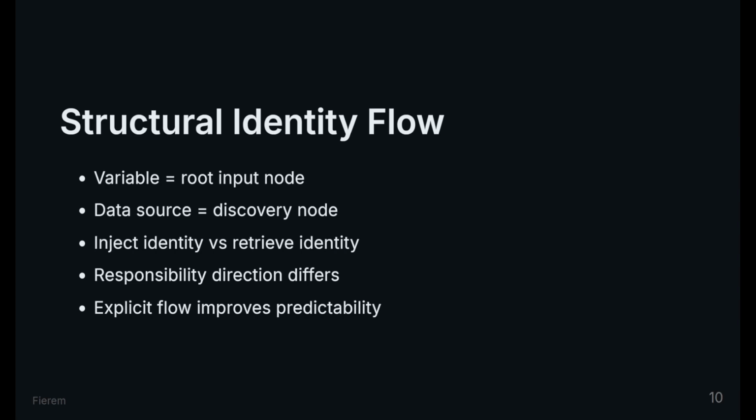A variable is a root input node. A data source is an internal discovery node. One injects identity, one retrieves identity. The key difference is not syntax, it is direction of responsibility. Variables move responsibility outward. Data sources pull reality inward. When identity flow is explicit, plans become predictable.